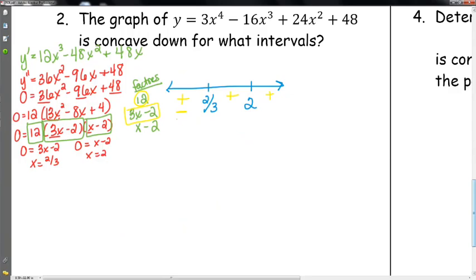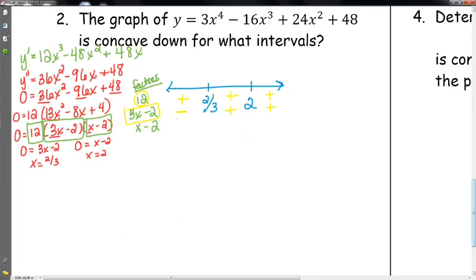Alright, so now I'm going to pick a number between 2/3 and 2. I'll go ahead and pick 1. So 3 times 1 minus 2 gives me a positive number. And then I'm just going to pick a value greater than 2. Let's say 3. 3 times 3 minus 2 also gives me a positive number.